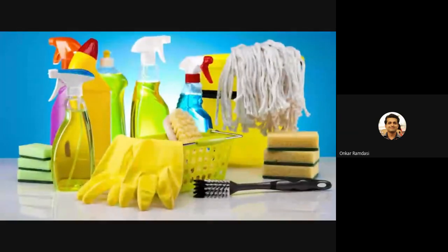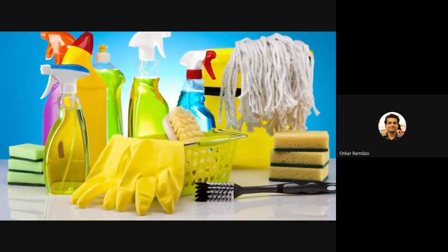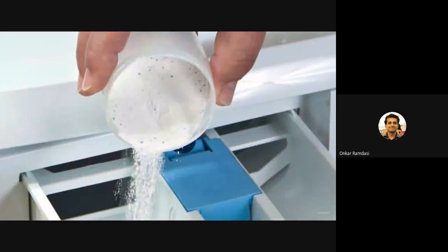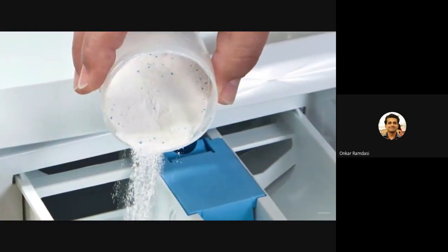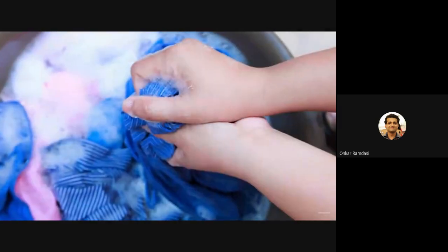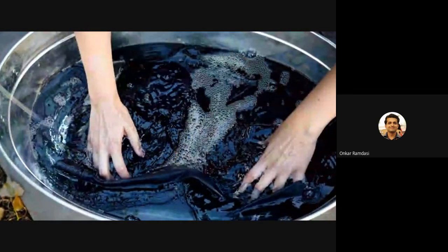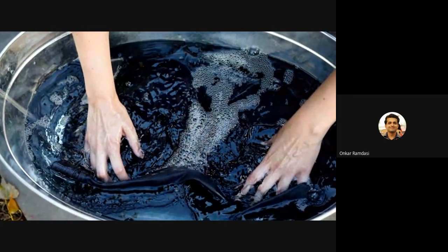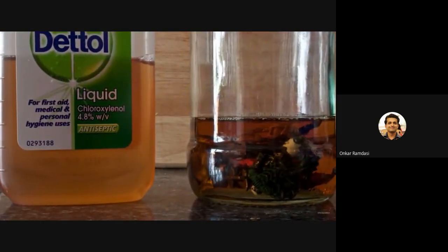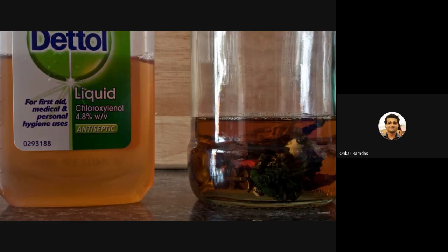Applications. The cleaning action of detergents is the most common application of surface tension. Surface tension of soap solution is low, so it can spread over large areas and wash clothes more effectively, since the dirt particles stick to the soap molecules. Antiseptics like Dettol have low surface tension, so they spread faster.